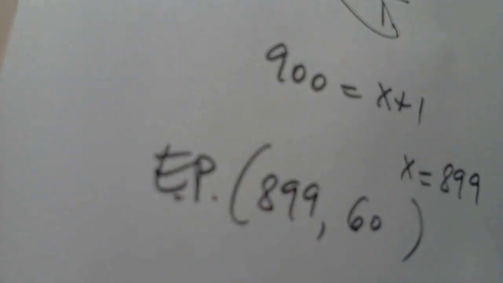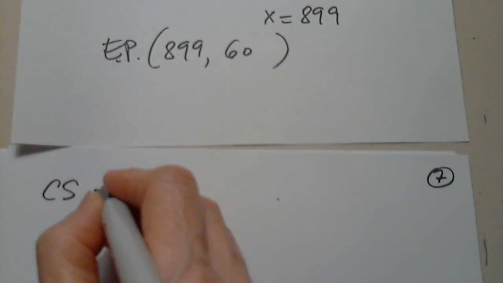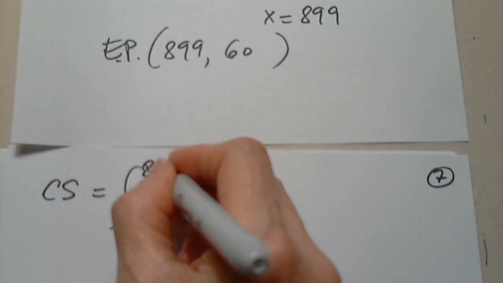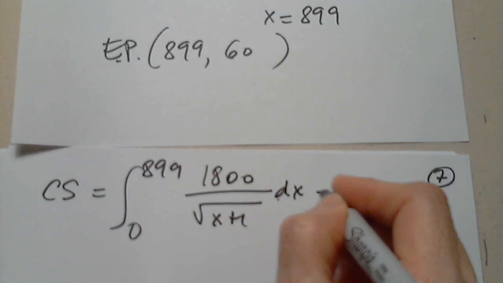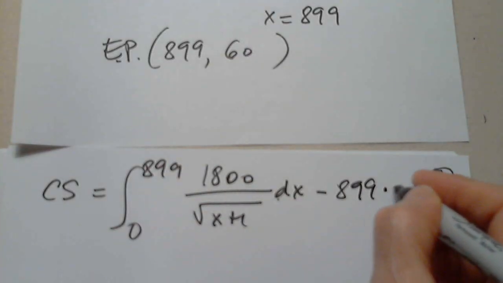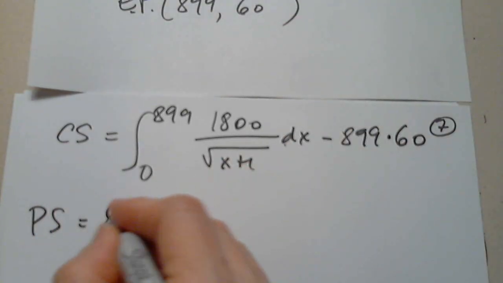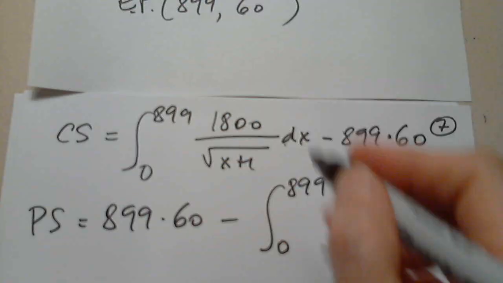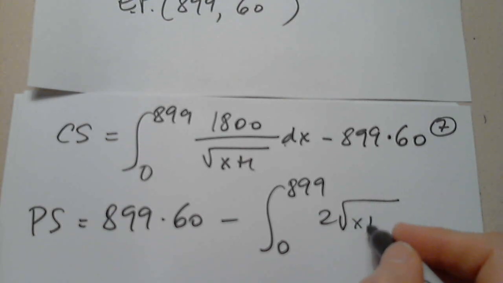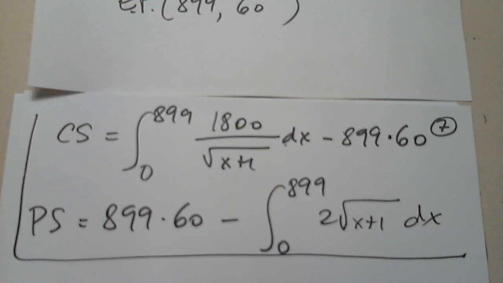Good. So now I have two formulas to think about. Hopefully we understood them. The consumer surplus equals the integral from 0 to 899 of the demand function minus 899 times 60. And the producer surplus is 899 times 60 minus the integral from 0 to 899 of the other function, which is the supply function. This is it. Yes, we have to calculate them, but this is it. They're just two simple formulas.